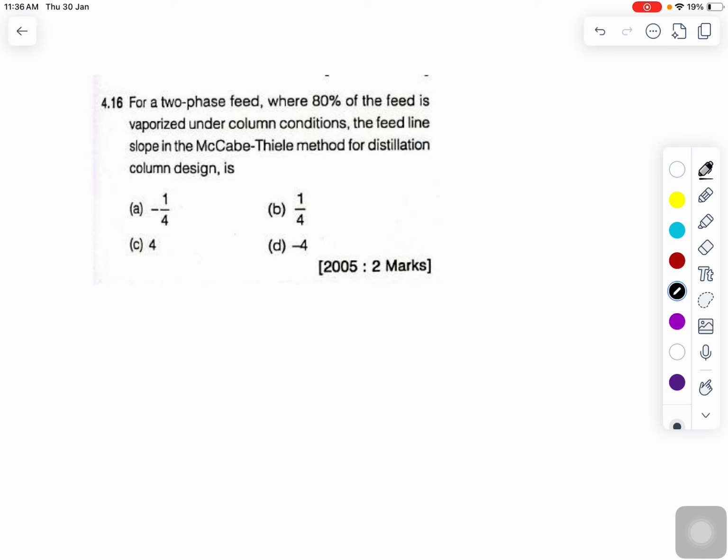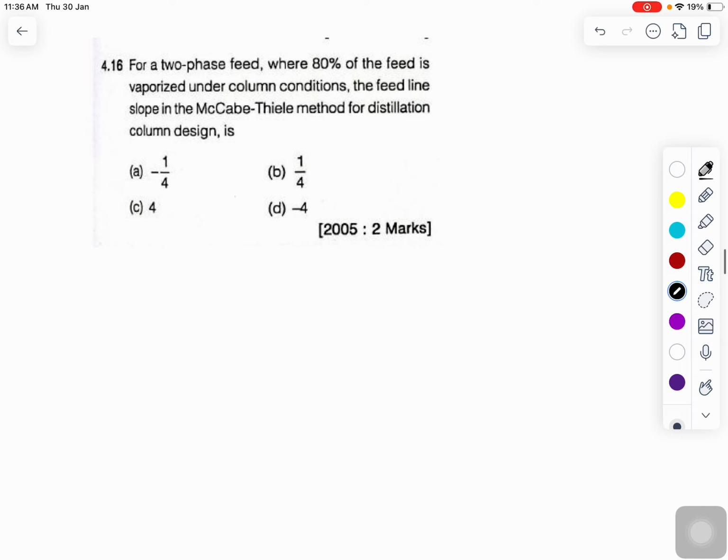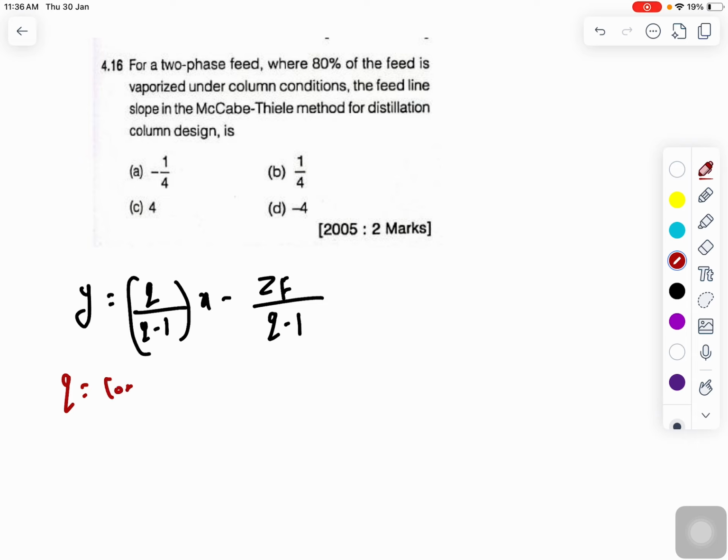Now moving towards the next question. The question says that for a two-phase feed where 80% of the feed is vaporized under column condition, the feed line slope is? So when we talk about the feed line equation, the feed line equation is y equals q upon q minus 1 into x minus zF upon q minus 1. Where q is called the condition of feed, and obviously zF is called the feed composition. So here you can see that q is equal to the fraction of feed in the liquid form.